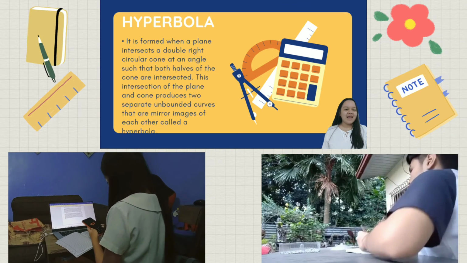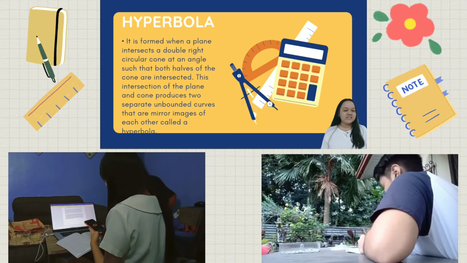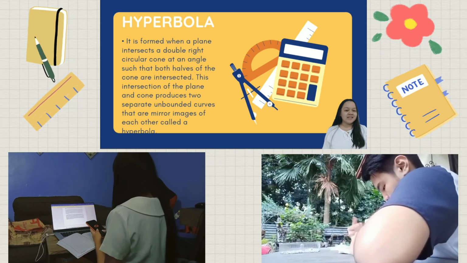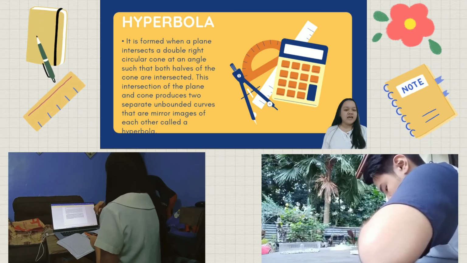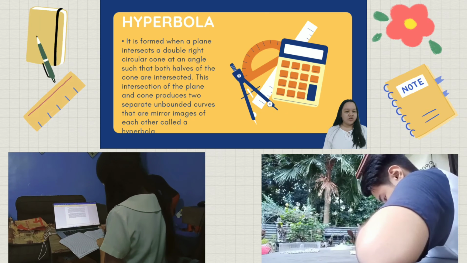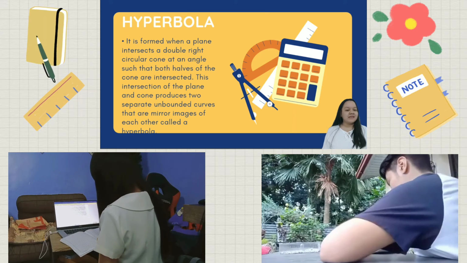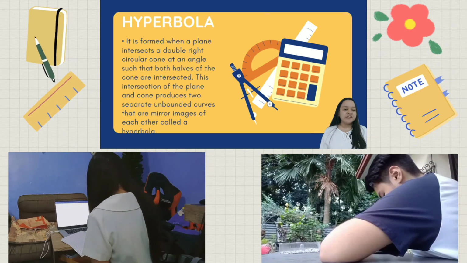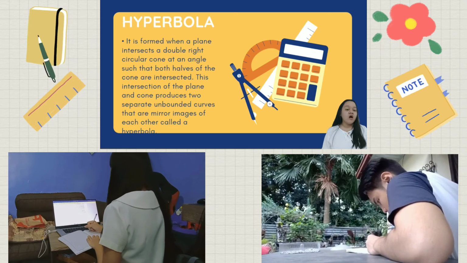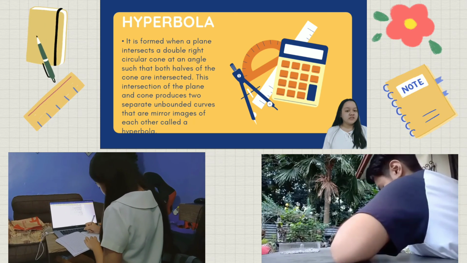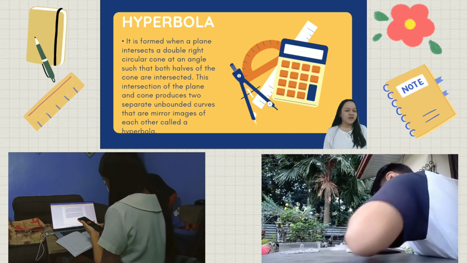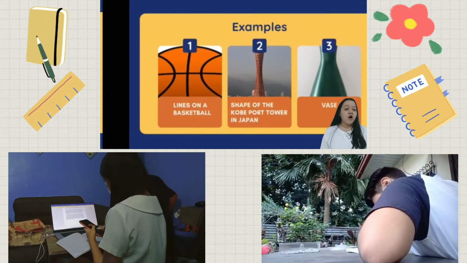The hyperbola can be defined as the set of points in a plane for which the difference of distances to two fixed points is a positive constant. It is a two-branch open curve. It is formed when a plane intersects a double right circular cone at an angle such that both halves of the cone are intersected. This intersection of the plane and cone produces two separate unbounded curves that are mirror images of each other.